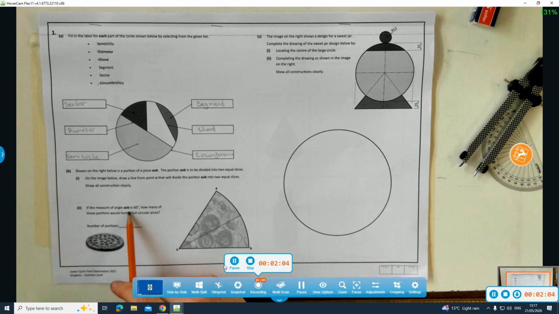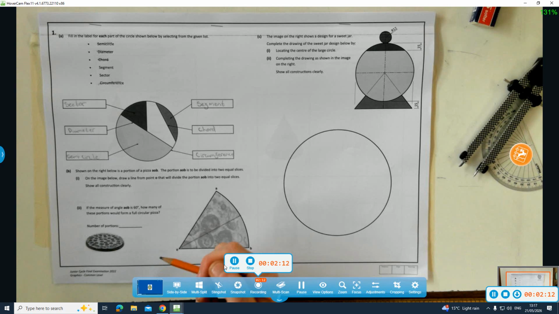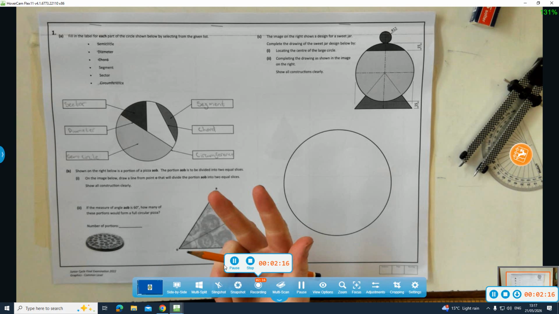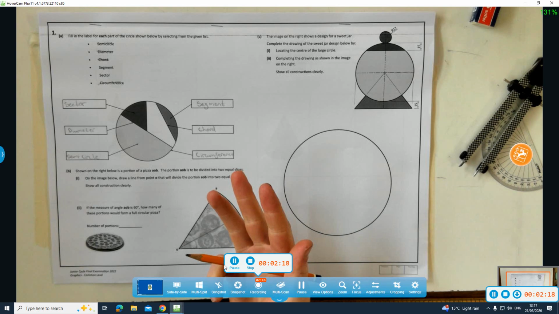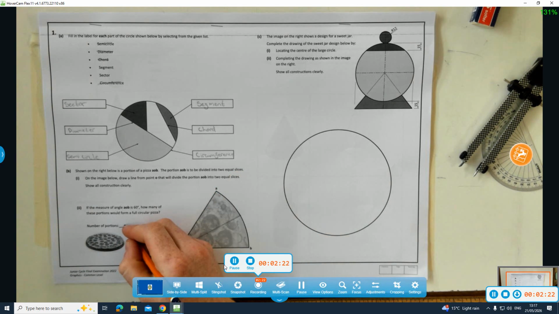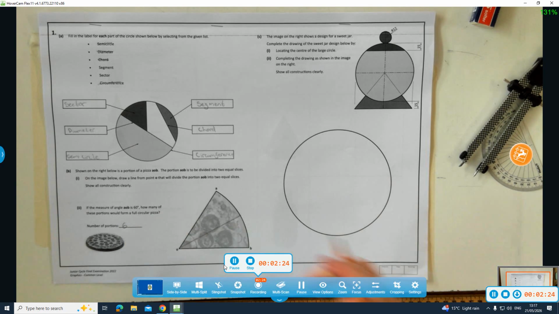If the measure of the angle AOB is 60 degrees, how many of these portions would form a full circular pizza? Well, there's 360 degrees in a pizza, so 60, 120, 180, 240, 300, 360. Okay, so 6 slices.